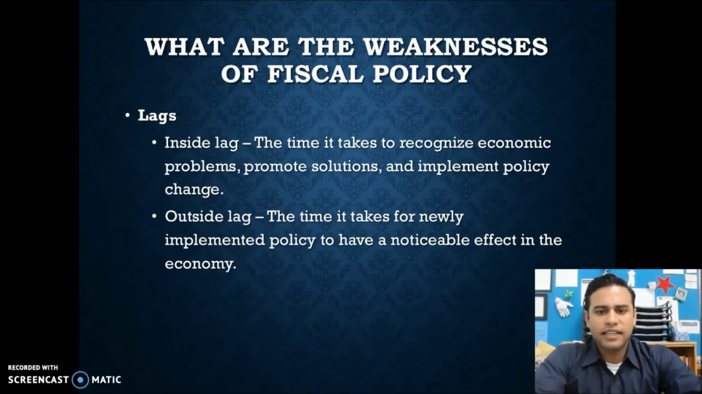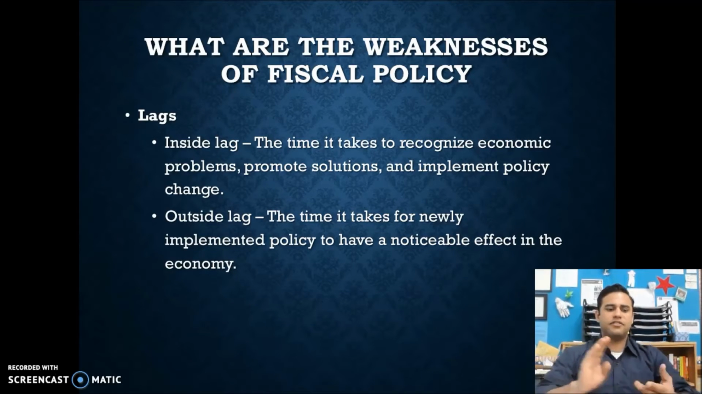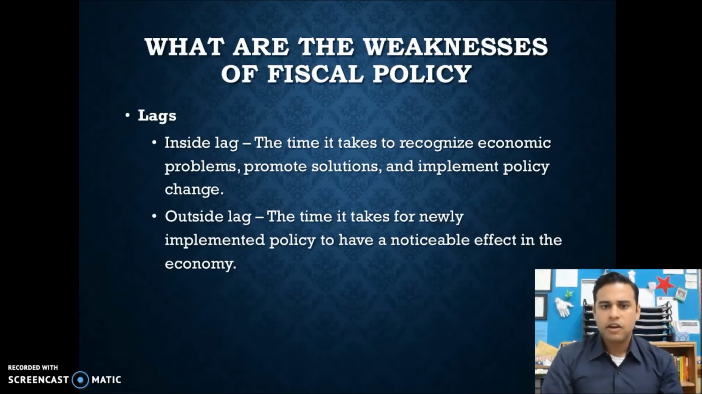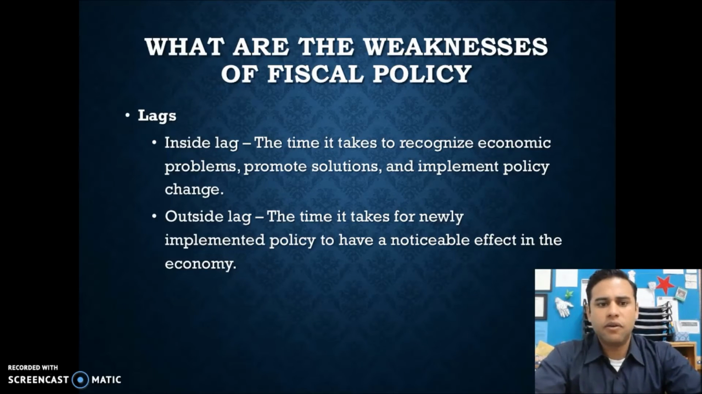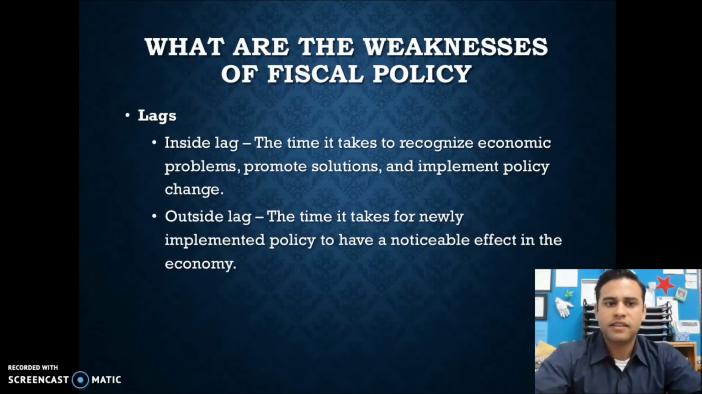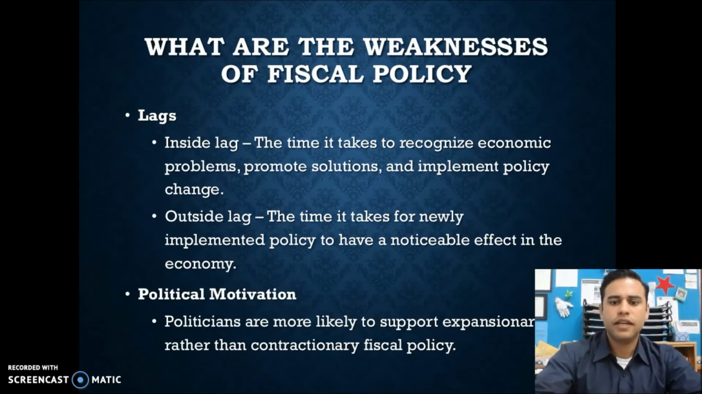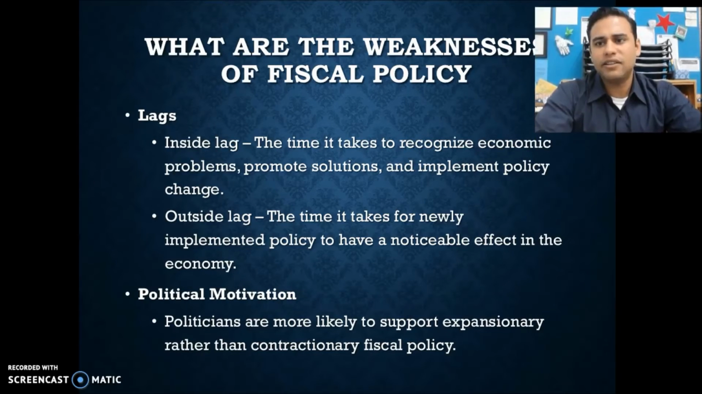Okay? Outside lag is the time it takes. Let's say they do react and they do get laws passed. Well, those laws actually have to have an effect on the economy, which doesn't happen instantly either. So there's this idea where perhaps Congress, by the nature of Congress, can't, because of inside and outside lag, respond quickly enough to economic conditions to actually have the effect that fiscal policy is trying to achieve.